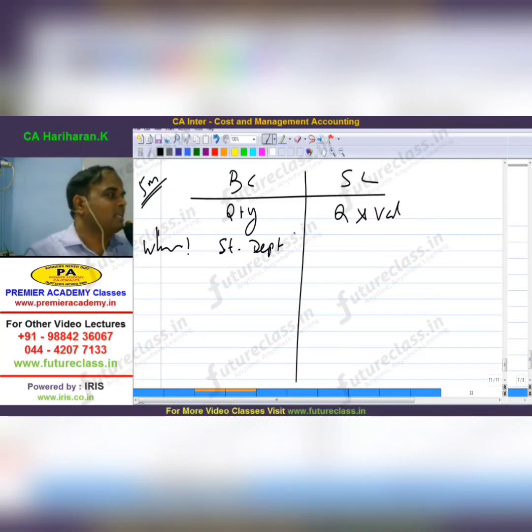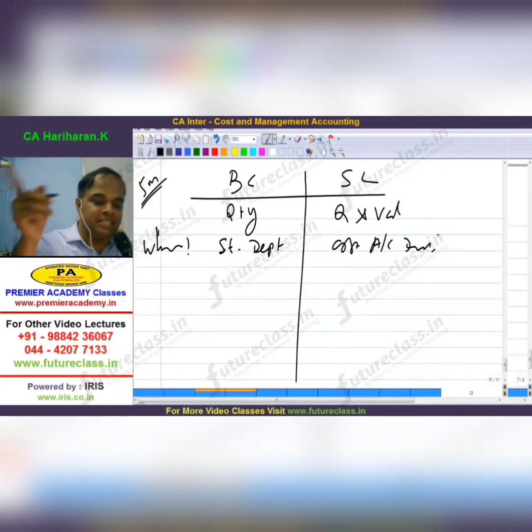Whereas the stores ledger, all the ledger work will be done in the accounting department. Which accounting department? We are in cost accounting, so it will be there in the cost accounting department.